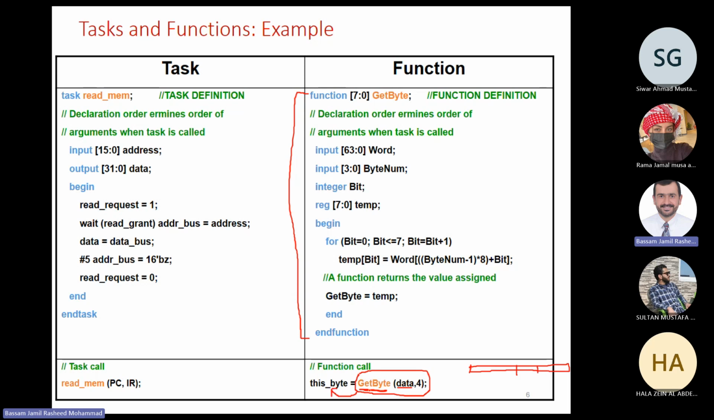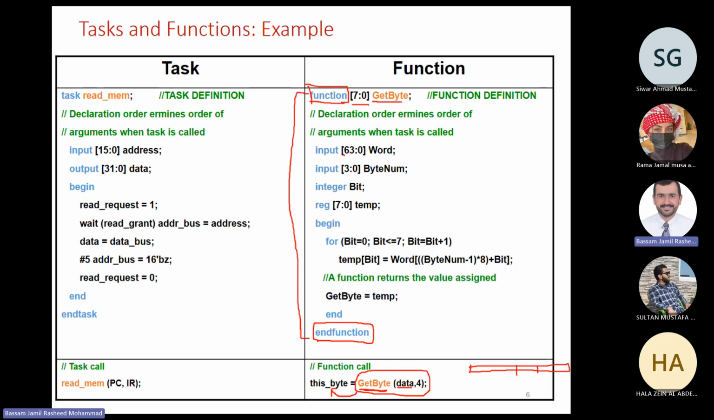Now, if I look at how I define the get byte function, this is the function here. I define it as 7 bits, exactly how I define a variable. This is the name of the function. Notice the keyword function and the endfunction keyword. You must have those when you define a function.